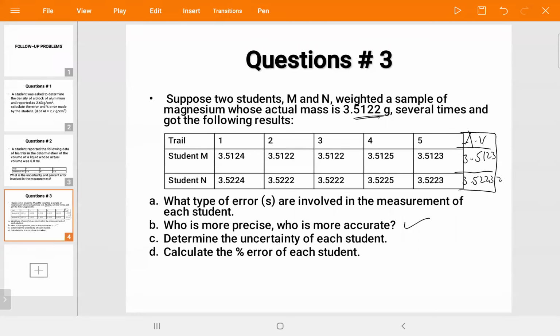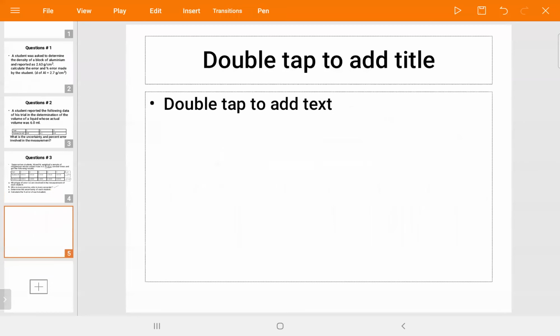Yeah, M. 0.00006. Let us write it here, the average deviation.